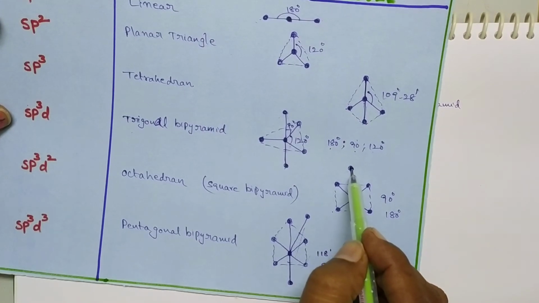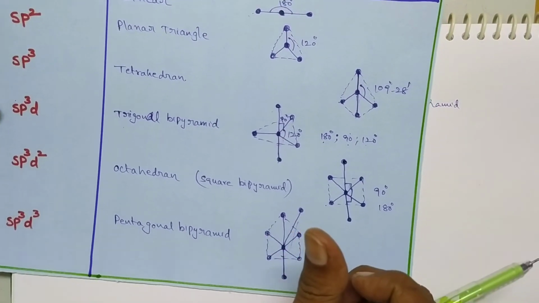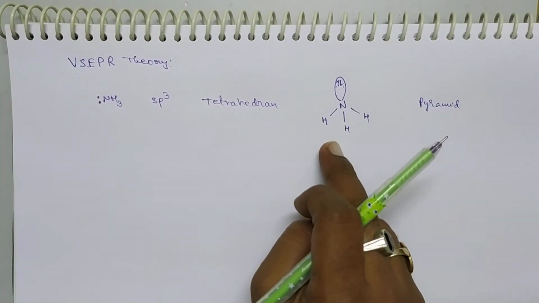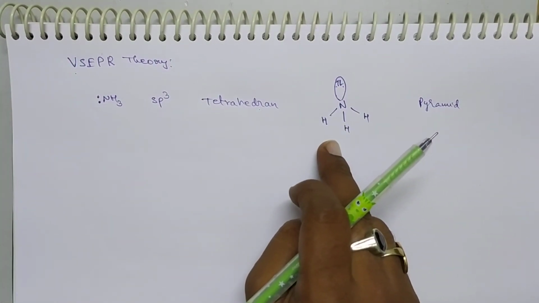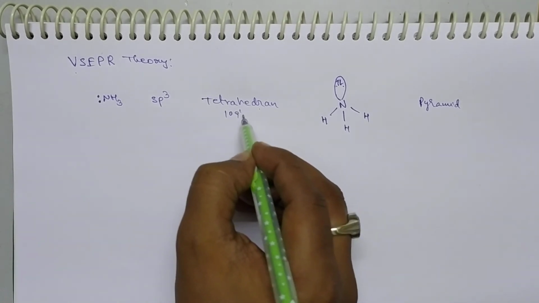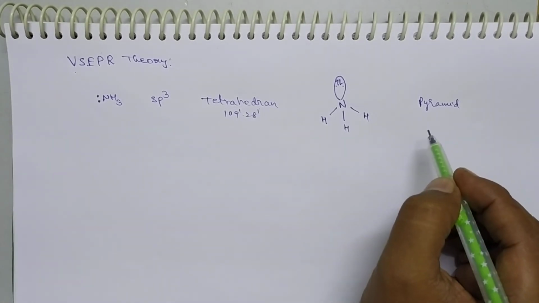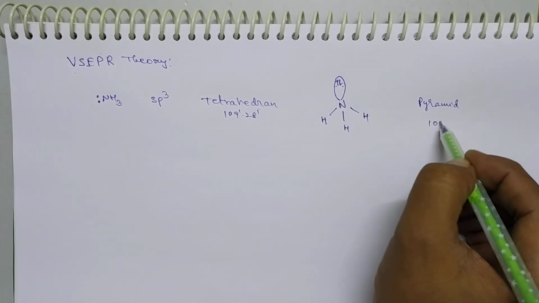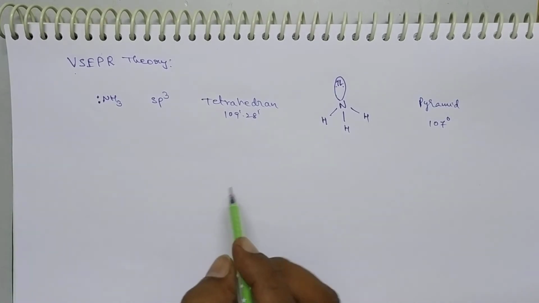So the lone pair should occupy the less repulsive position. In this way, there is a deviation from the normal bond angles and the normal structure also. Here the bond angle should be 109 degrees 28 minutes for tetrahedron geometry, but it changes from 109 degrees 28 minutes to 107 degrees.